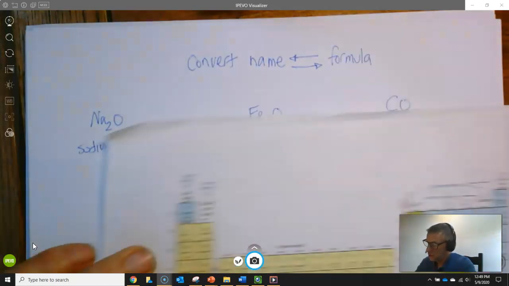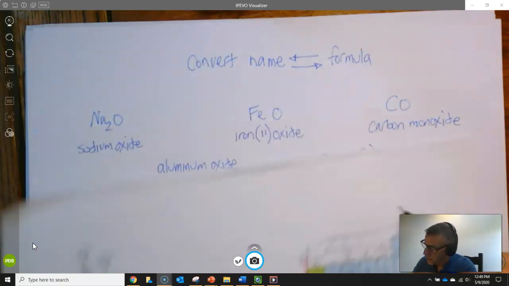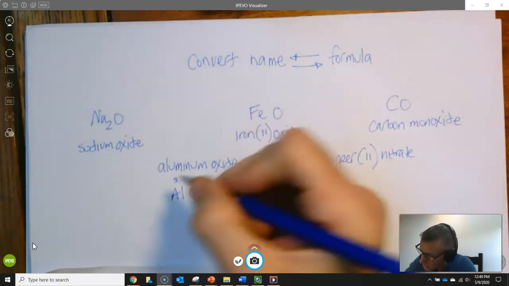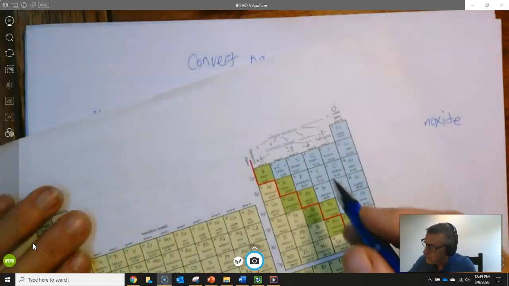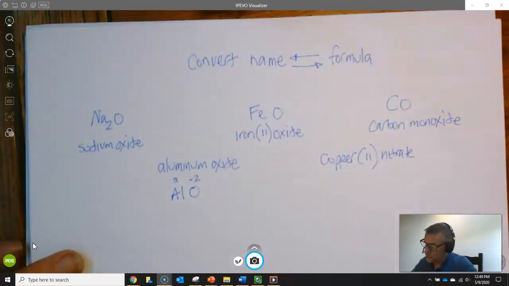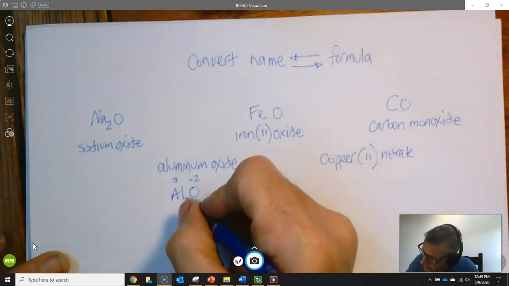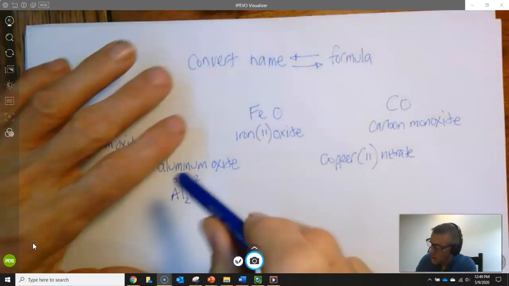Looking up their charges, we find aluminum tends to form a +3 cation. I'm just going to make a personal note of that. And oxides tend to be -2. That's right there. Drop and switch, you may have learned that. Al2O3 will be our answer.